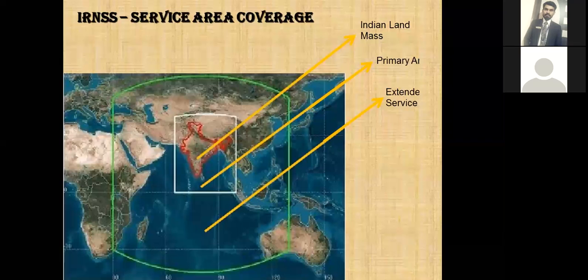So this is showing the coverage area of IRNSS. The primary coverage area means whatever targeted accuracy and timing accuracy is defined is for the primary service area. The extended service area is shown in a green line. For the extended service area, for full coverage and more satellites, we will have an extended IRNSS in future where we will launch 4 more satellites. But currently we are serving only the primary service area. Next.